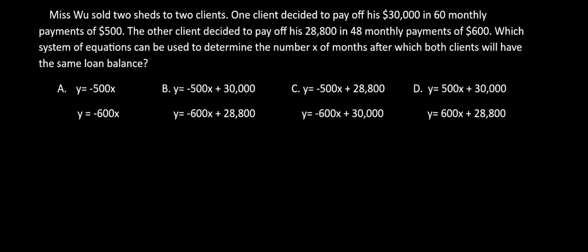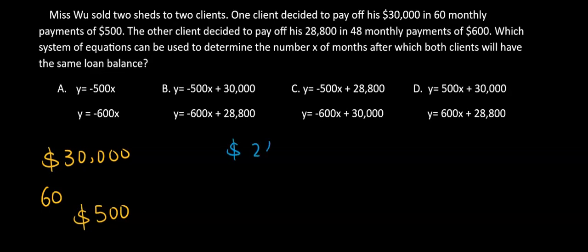Miss Wu sold 2 sheds to 2 clients. One client decided to pay off his $30,000 in 60 months. And each month he's going to pay back $500. The second client has $28,800 to pay back. He's going to use 48 months. Each month he's going to pay back $600.